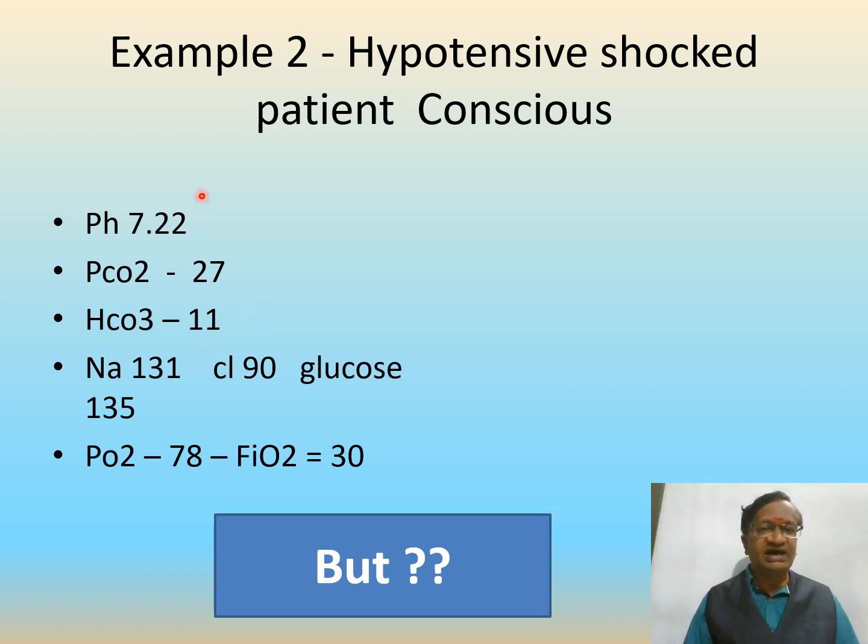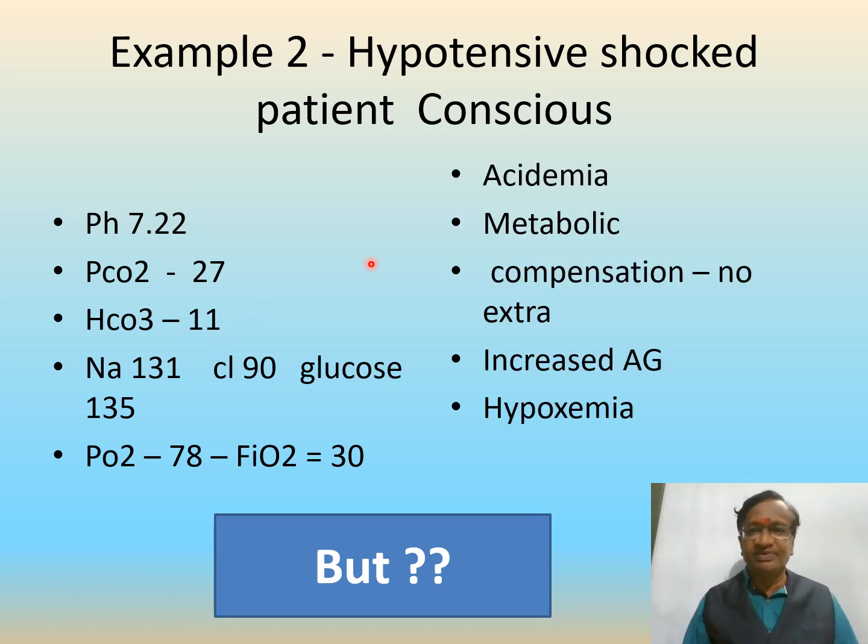So metabolic acidosis. How much should be the compensation? 1.5 into 11. How much is it? 16.5 plus 8, so it is 24.5, around 26. So there is no extra compensation. But still it is increased anion gap. Why? Sodium plus potassium minus chloride. For example, sodium is 131 and chloride is how much?